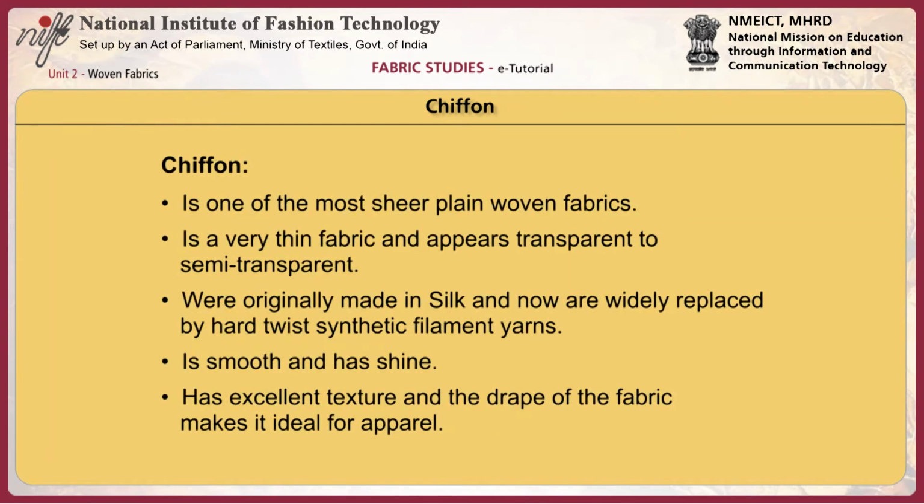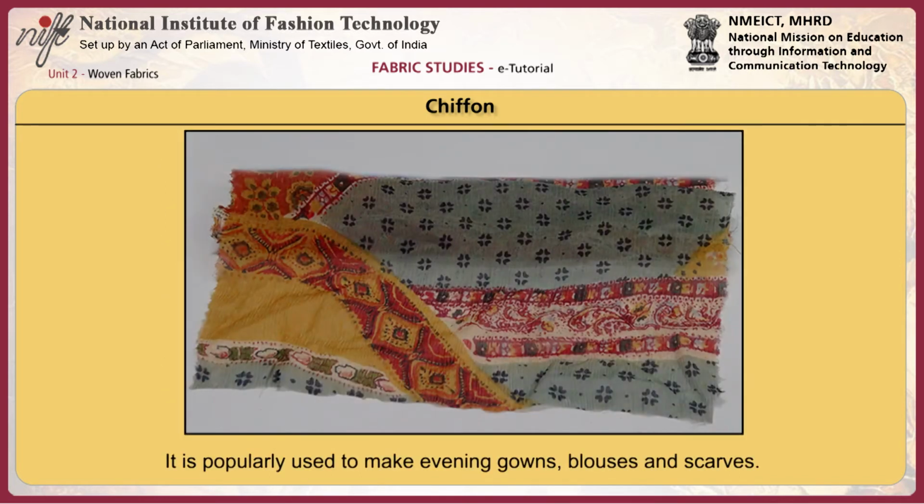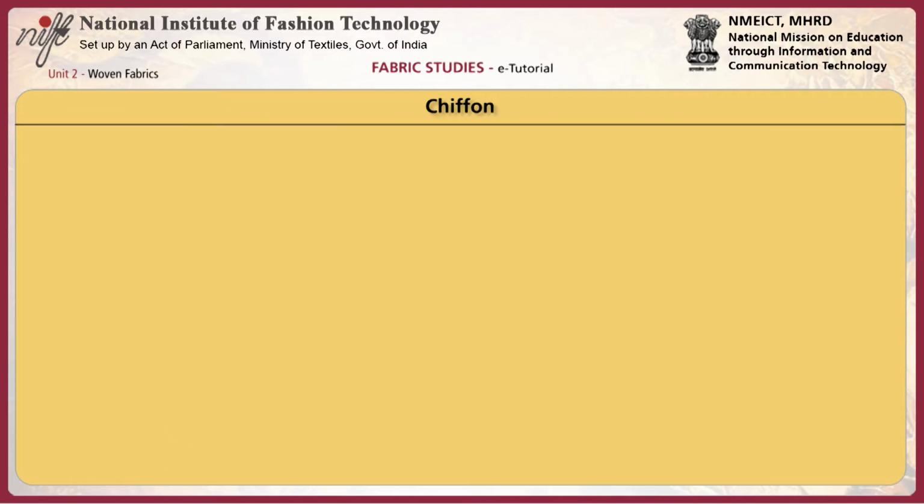Chiffon is one of the most sheer plain woven fabrics. It is a very thin fabric and appears transparent to semi-transparent. Originally, chiffons were made in silk and are now widely replaced by hard twist synthetic filament yarns. The fabric is smooth and has shine. The texture and excellent drape of the fabric make it ideal for apparel. Popular end uses include evening gowns, blouses and scarves.